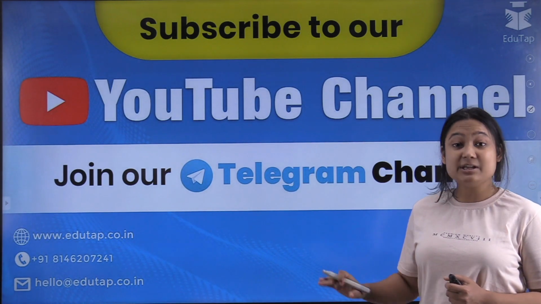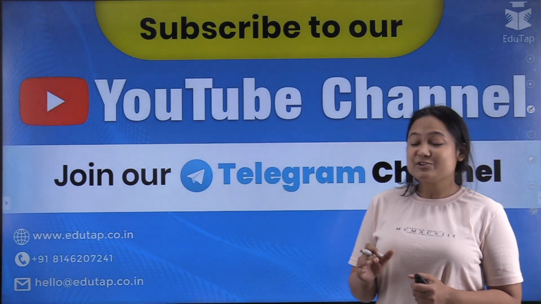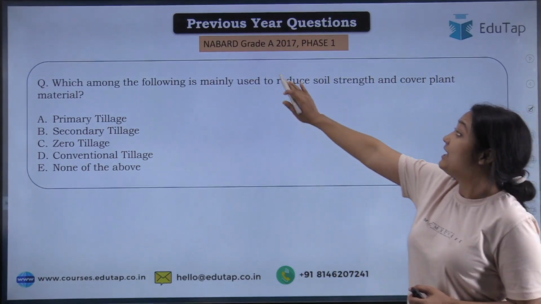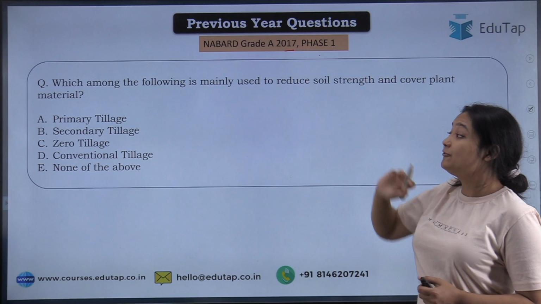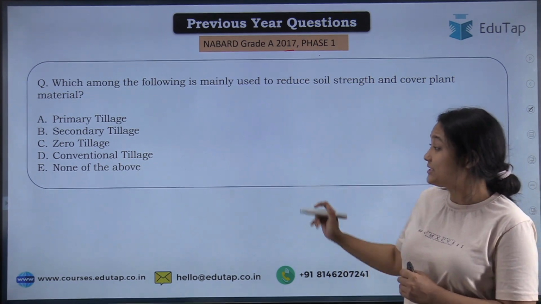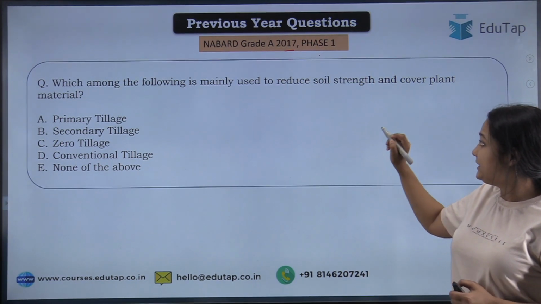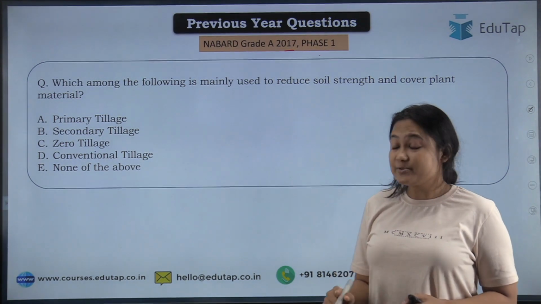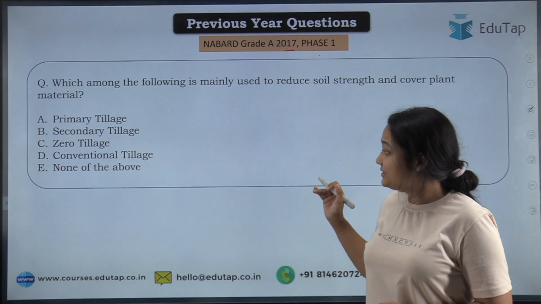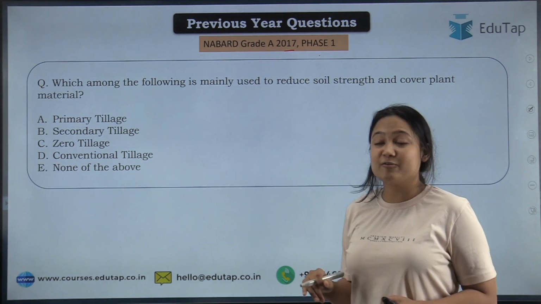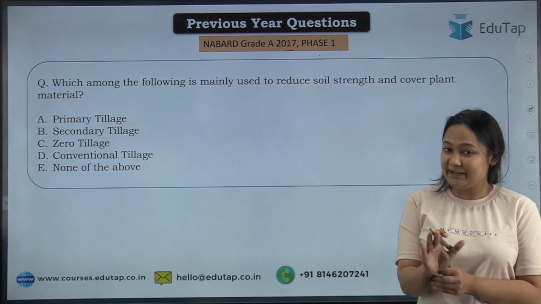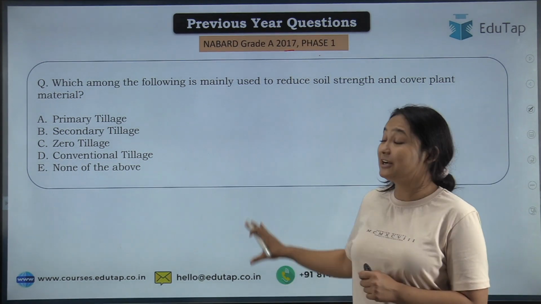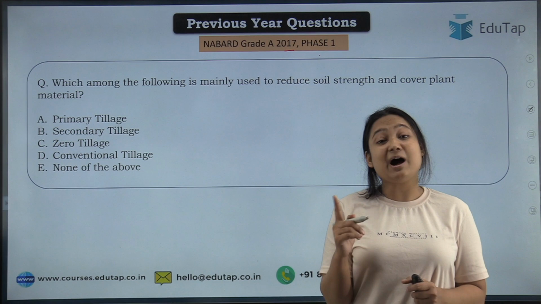First of all, we will see what kind of questions appeared in the previous years of the NABARD examination from this particular topic. So let's start our class with our first previous year question that appeared in NABARD Grade A in 2017 in phase 1. The question was: which among the following is mainly used to reduce the soil strength and cover plant material? Your options are primary tillage, secondary tillage, zero tillage, conventional tillage, or none of the above. If you know the answer, wait, we will discuss it, and if you don't know the answer, don't worry, we will cover it, and at the end you will be able to answer it.